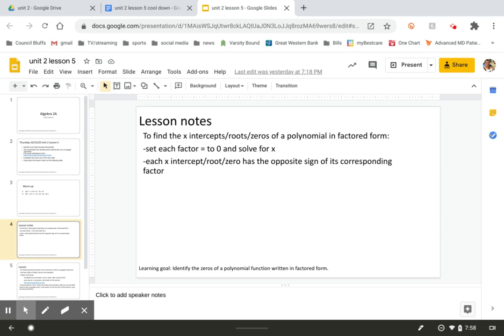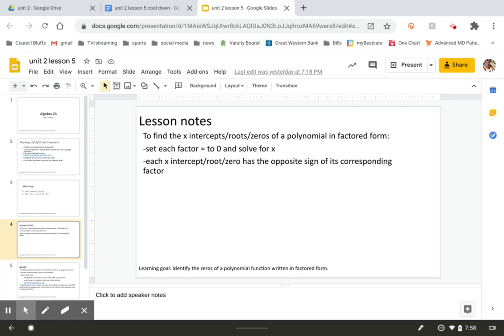Lesson 5 of Unit 2. Today we are learning about how to find the x-intercepts, also known as the roots, also known as the zeros, how to find those values of a polynomial without actually graphing. Okay? And we talked about this with quadratics in the Algebra 1 unit.